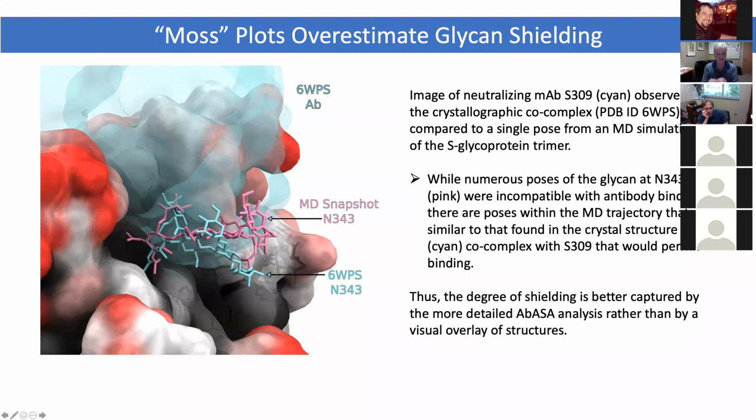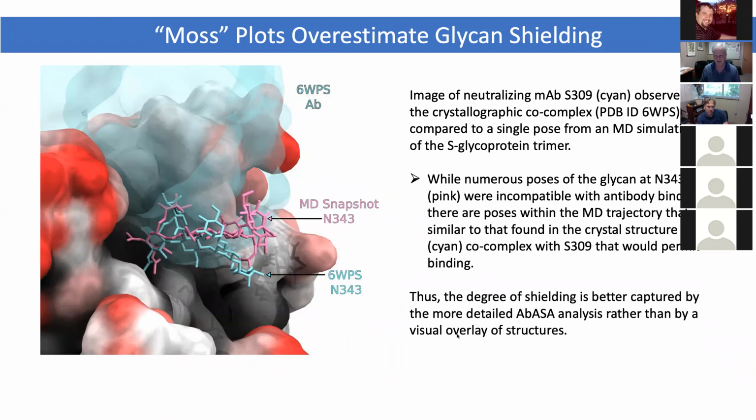But it doesn't simultaneously adopt all of them. So for example, during the MD, there's a shape that we see here in pink that's actually quite similar to the one in the crystal structure. And the pink one allows the antibody to bind. So what this means is when we're looking at these moss plots, they give a visual aid to showing how much of the surface of the protein is potentially shielded, but they overestimate that because at any one time, only one shape is adopted.